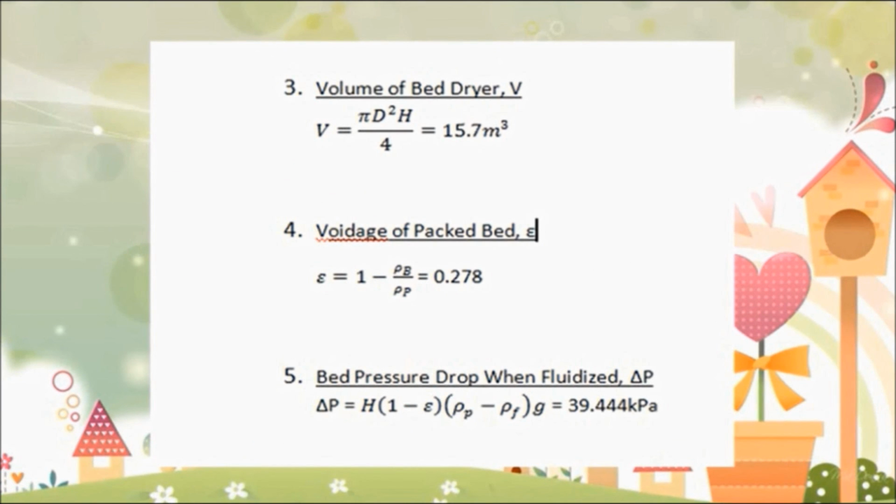After that, from the parameter design of the fluidized bed dryer, we get the volume of bed equal to 15.7 meter cube. The next step is to determine the voidage of packed bed, which is 0.278. Lastly, by using the force balance equation, the value of bed pressure drop when fluidized can be determined. Thus, the pressure drop of the system is 39.444 kilopascal.